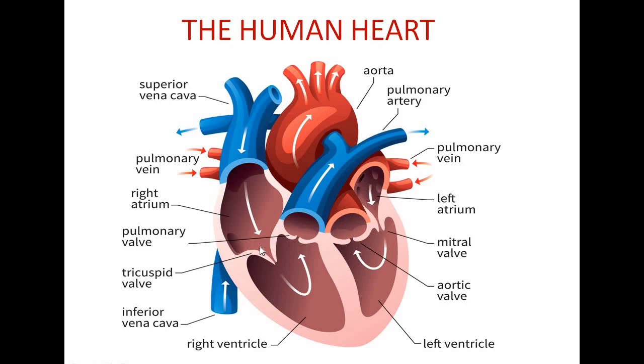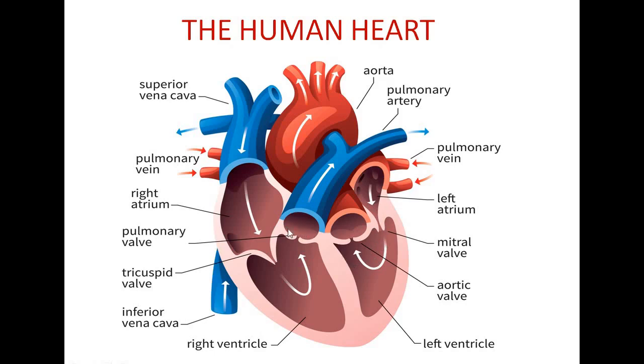Let us go through the function of the tricuspid valve. The tricuspid valve blocks the backflow of blood from the right ventricle to the right auricle when the ventricles are contracted. Similarly, the bicuspid valve blocks the backflow of blood from the left ventricle to the left auricle when the ventricles are contracted.